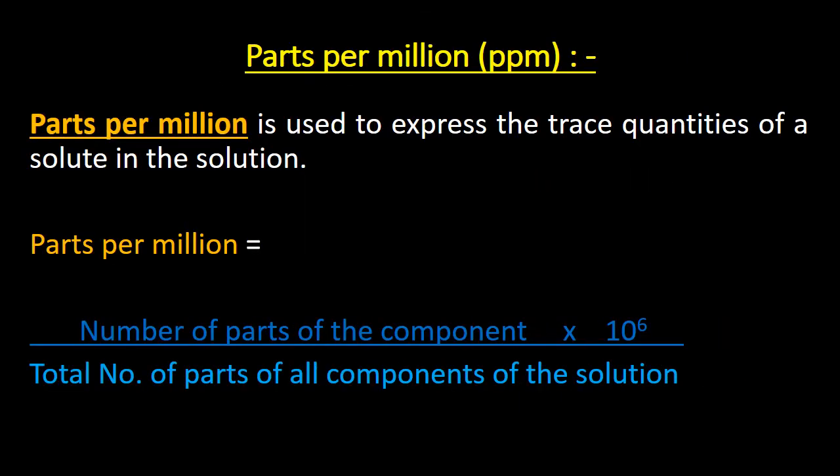Let us know what is the meaning of parts per million, that is ppm. Parts per million is used to express the trace quantities of a solute in the solution. This is given by the following expression, that is parts per million is equal to number of parts of the component into 10 to the power 6 divided by total number of parts of all the components in the solution.